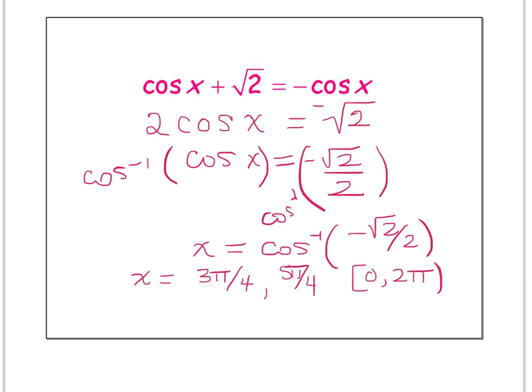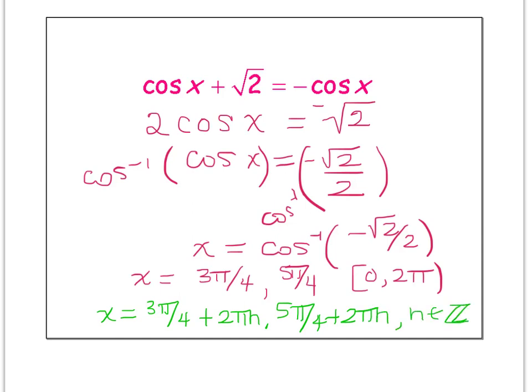But if I want a more general solution, it's going to happen at 3 pi over 4, and every time I rotate back around to 3 pi over 4, whether I'm going clockwise or counterclockwise, and the same is true for 5 pi over 4. So my general solution, x equals 3 pi over 4 plus 2 pi n, also 5 pi over 4 plus 2 pi n, with the understanding that n is any integer. And again, that's my more general solution if I'm going from negative infinity to positive infinity.